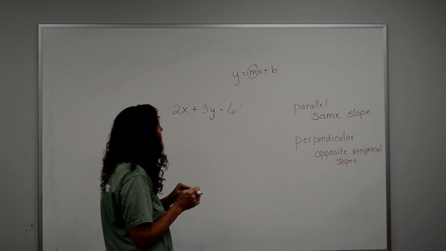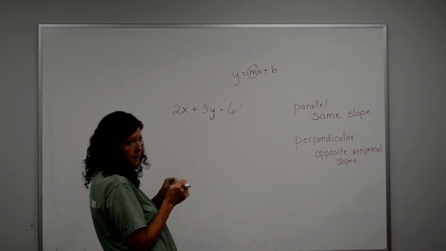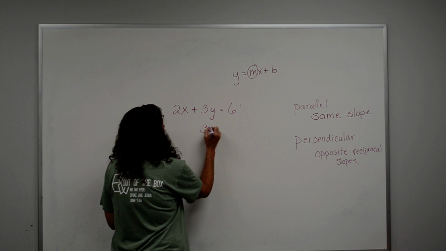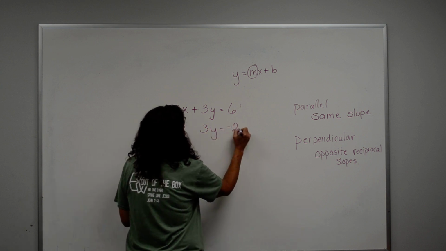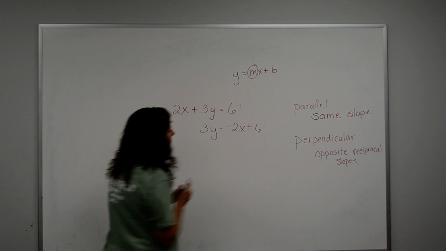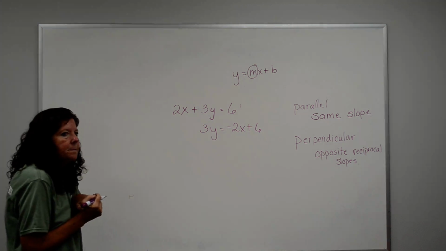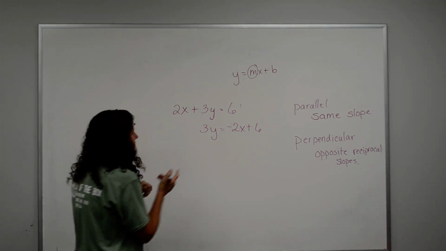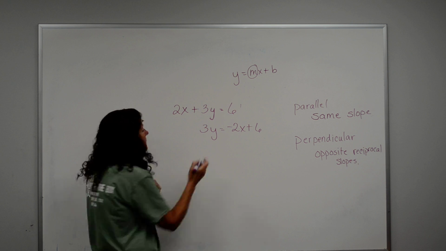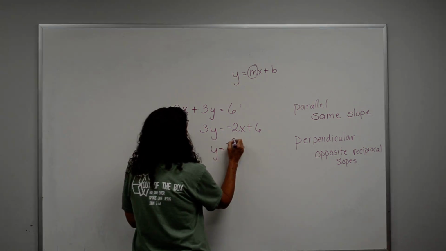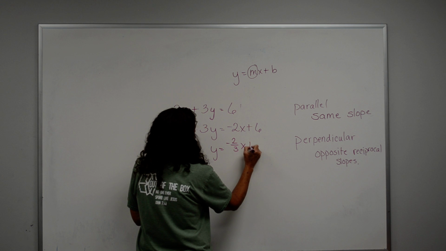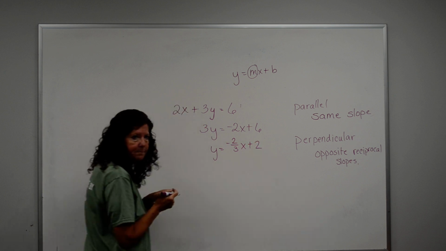Yeah, you have to move the 2x over. Okay, so I have 3y is equal to negative 2x plus 6. Now what? Solve for y. Okay, so how am I going to do that? Divide by 3. Okay. So I have negative 2/3 x plus 2. Would you agree with that?